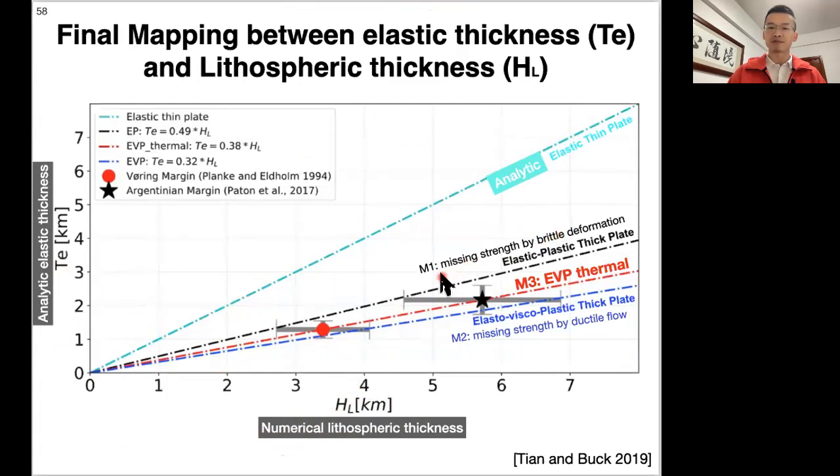However, due to brittle deformation, the elastic-plastic thick plate model shows a decrease in strength. And due to the missing ductile flow, the EVP thick plate is the weakest. We use the most sophisticated EVP thermal model to map the data onto our numerical mapping. And the Voring margin and Argentina margin show a TE from 1 to 3 kilometers that maps to lithospheric thickness from about 3 to 6 kilometers.